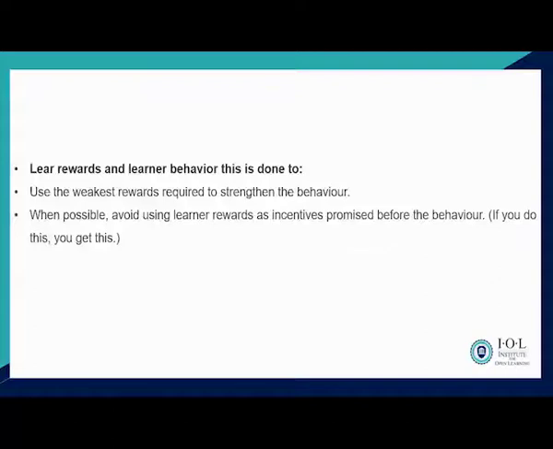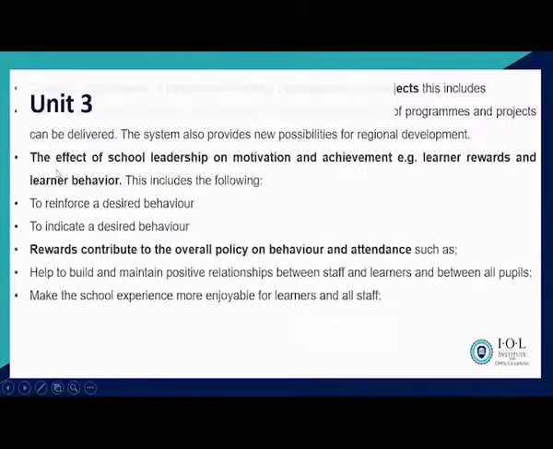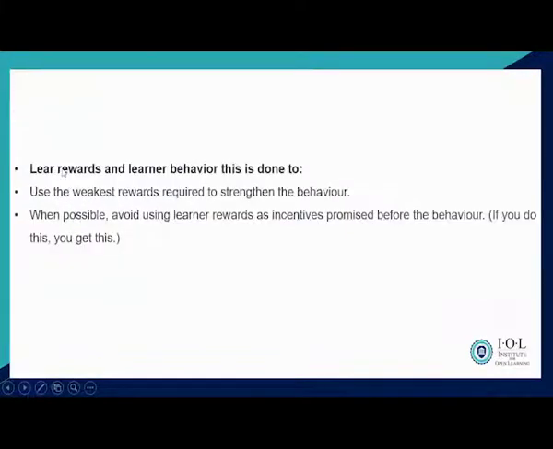I don't know whether this is leaders' reward and learners' behavior. This must be leaders' reward and learners' behavior. There's a D which is missing there. I don't know if I can be able to add it. So you must add a D. There must be leaders' reward and learners' behavior.